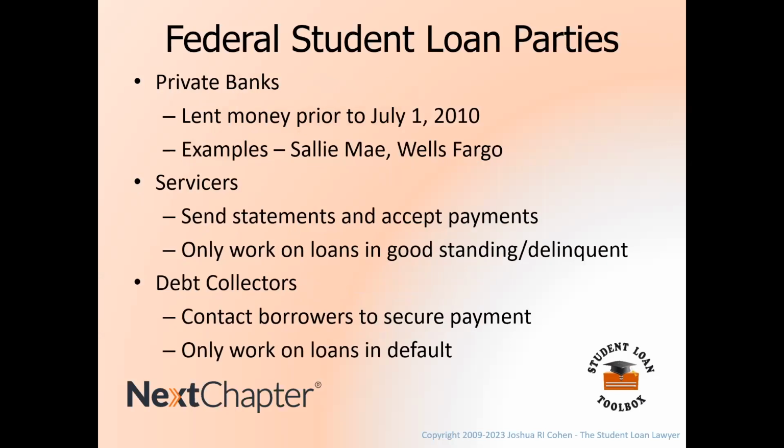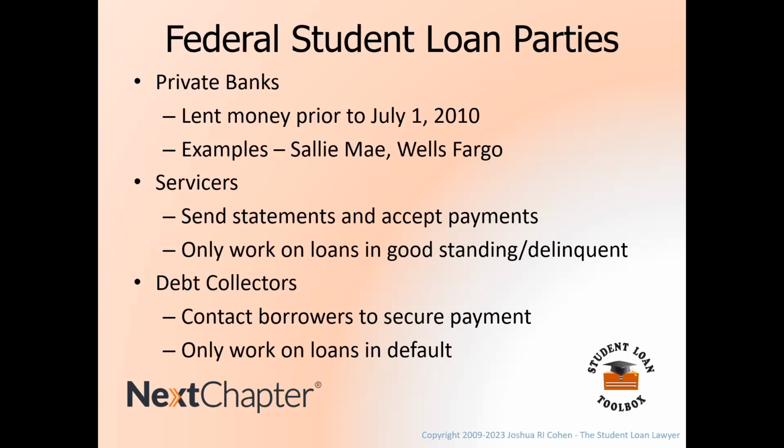You have private banks. They are no longer part of the federal loan system. They lent money before July 1st, 2010. They don't anymore. They're not allowed to. However, these loans do still exist. And I'll talk about those in just a minute. Some examples: Sallie Mae, you've heard of Sallie Mae before. Wells Fargo. Navient is not here because Navient never actually lent money as a federal lender because Navient didn't exist until 2014 after that program was terminated.